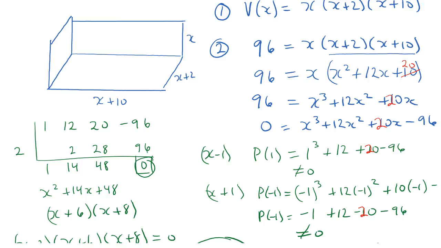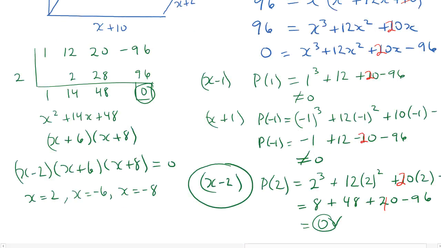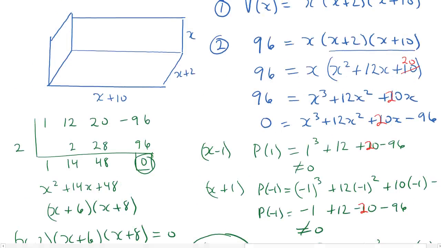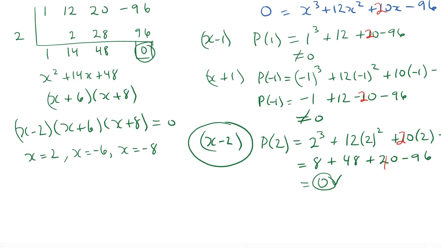Let me look. Here are the three dimensions, and remember, a length, a width, a height, each dimension has to be positive. So if I have a negative 6 and a negative 8, that would definitely make this one negative. So I'm going to say here, x has to be greater than or equal to 0. So I'm going to reject this one. I'm going to reject that one. And I'll say, so x is equal to 2.